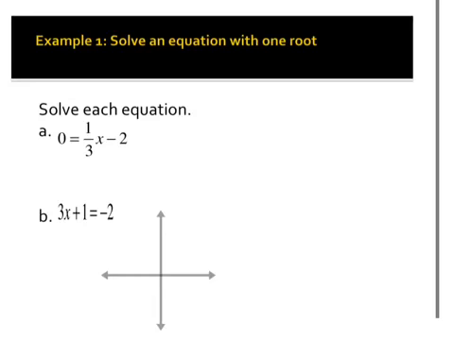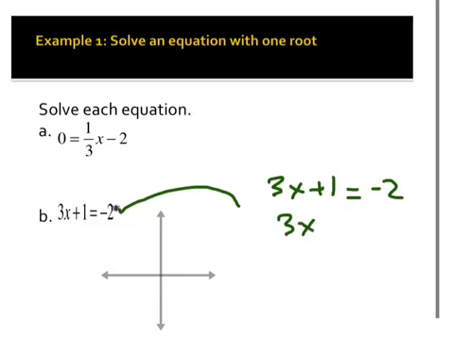First, we're going to alter this by rewriting 3x plus 1 equals negative 2. And we're going to put everything over to one side. So we have 3x plus 3 equals 0. Notice what I did. I added 2 to both sides in order to get this whole thing equal to 0. And now this is the equation that we want to solve.